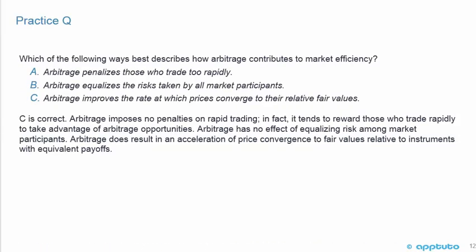C is correct. Arbitrage imposes no penalties on rapid trading. In fact, it tends to reward those who trade rapidly to take advantage of arbitrage opportunities. Arbitrage has no effect of equalizing risk among market participants. Arbitrage does result in an acceleration of price convergence to fair values relative to instruments with equivalent payoffs.